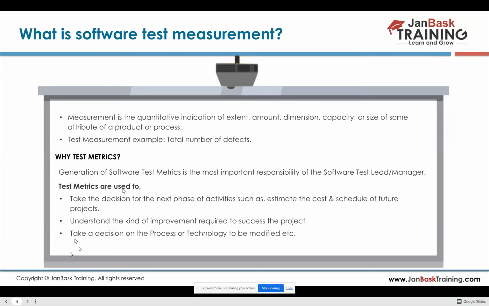Mostly this kind of decisions are taken by the management. You are only going to provide the data to generate this test metrics. Okay. Any questions till now? No, no. Fine.